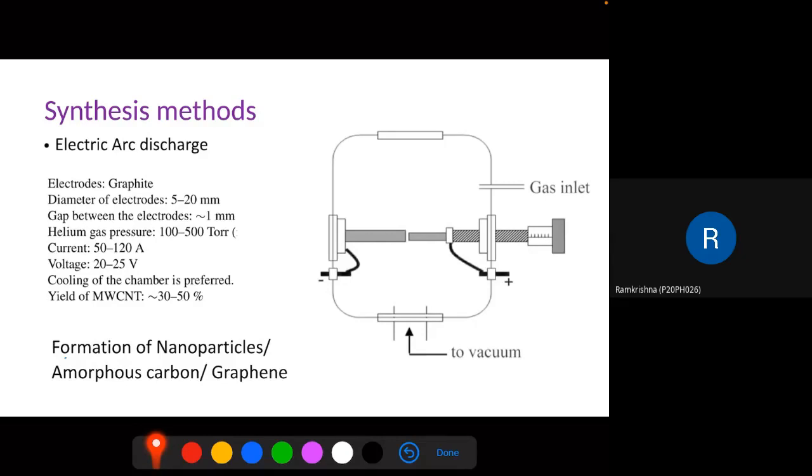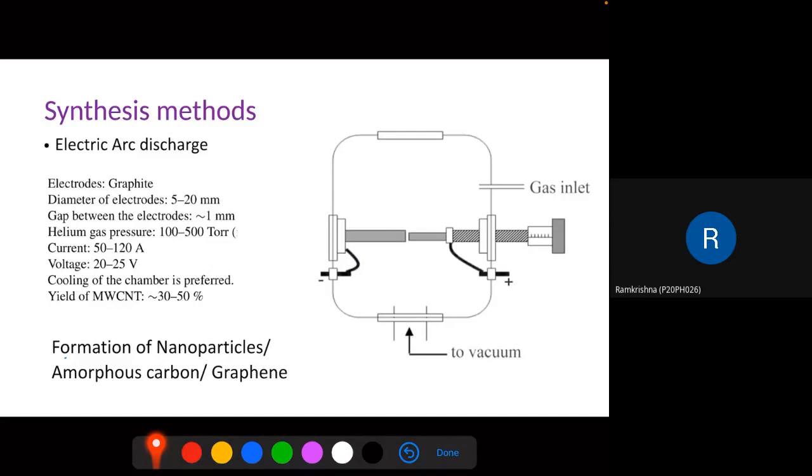So this one here is electric arc discharge. Again, the basic idea here, and this is the first technique that was developed to synthesize carbon nanotubes. And in fact, in this technique you get fullerene as well. You also get graphene as well.